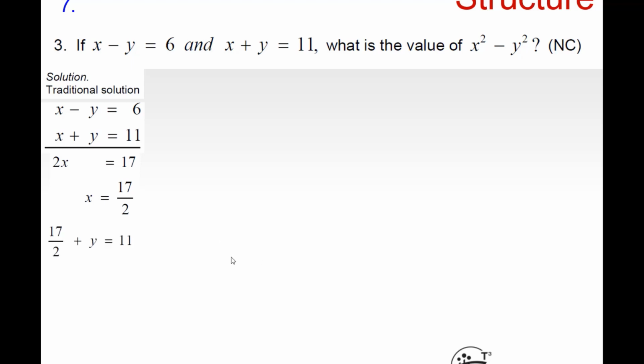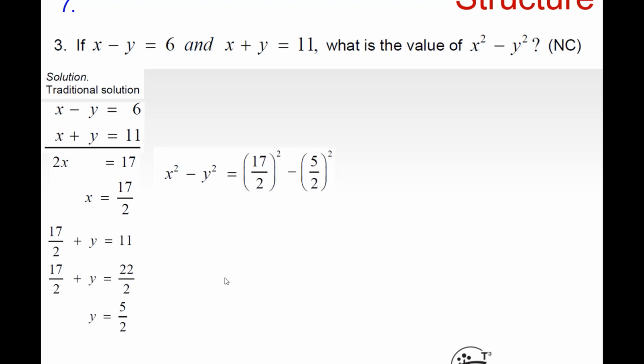I'll substitute into one of the equations to find out what y is. I'll think of 11 as 22 halves, so that when I subtract 17 halves, I get 5 halves. But I'm still not finished because I have to square both of those numbers and subtract them. So when I square them, I get these numbers. They have a nice common denominator, 264 over 4, and that simplifies to 66. Perfectly valid way to do this. Press pause as needed.